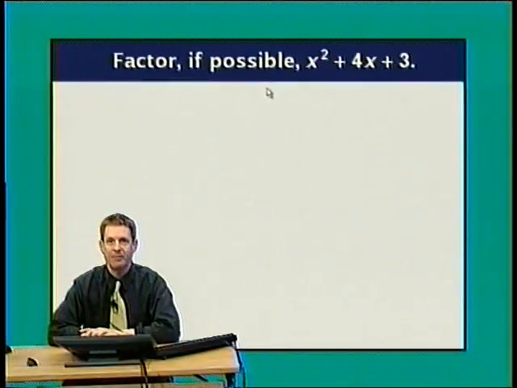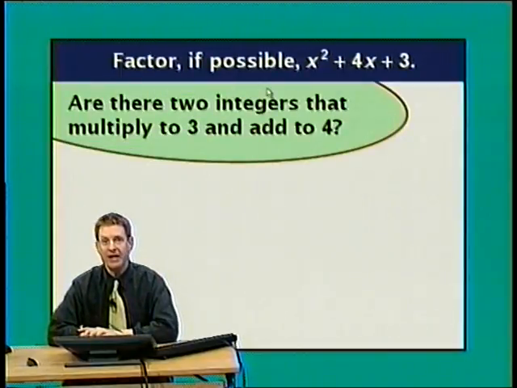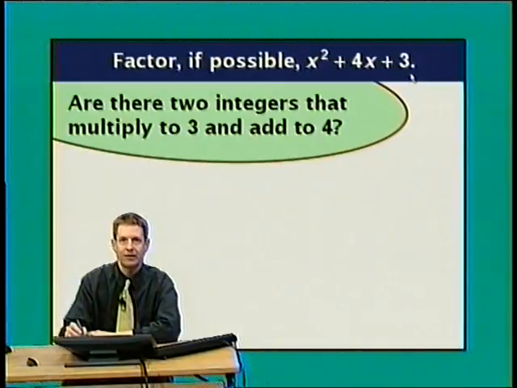Let's factor, if possible, x squared plus 4x plus 3. Well, the first thing we need to do is ask ourselves, are there two integers that multiply to 3 and add to 4? I want the integers to multiply to 3 because that's the constant term, and I want the integers to add to 4 because that is the linear coefficient.